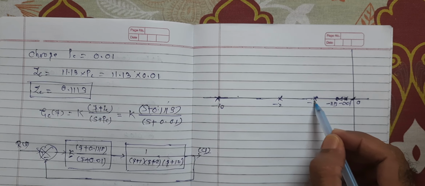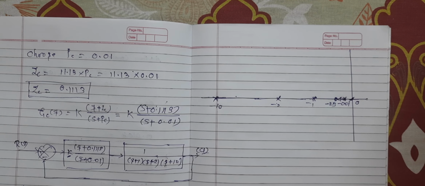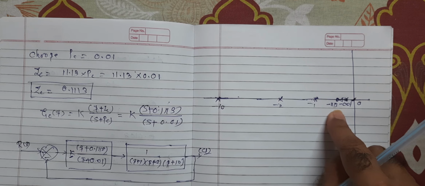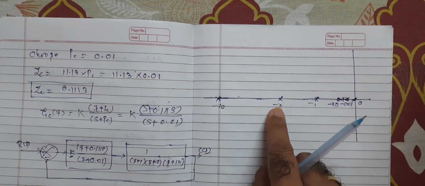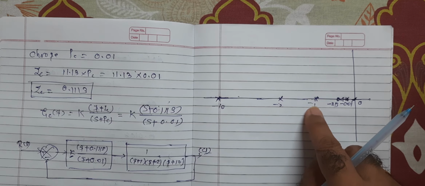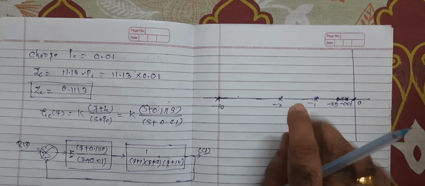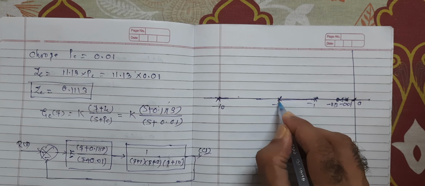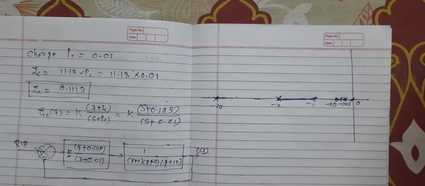Now to the right of this minus 1, there is one zero and one pole, so the total number is 2, which is an even number. So no root locus will exist between minus 1 and minus 0.113. Then to the right of minus 2, there is one pole, one zero and again one pole, so the total is 3. So between minus 1 and minus 2, there is a root locus.